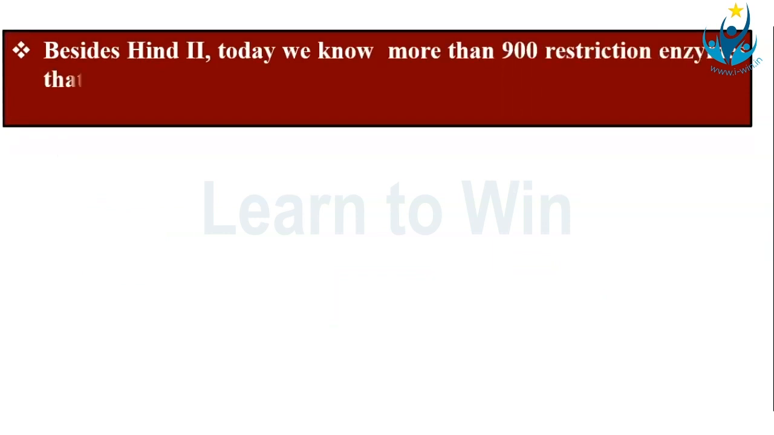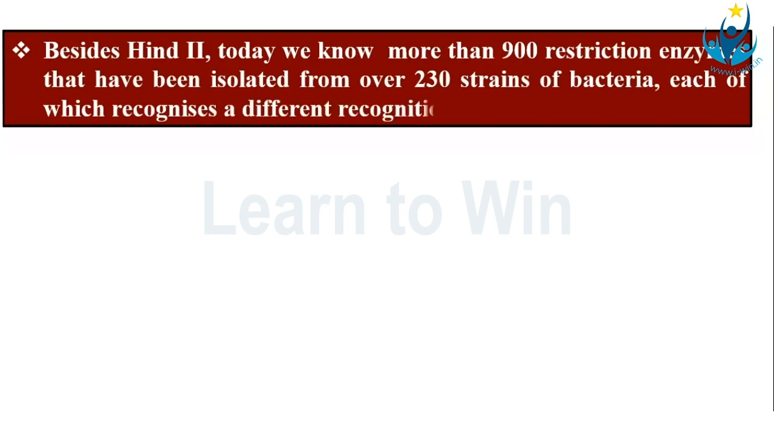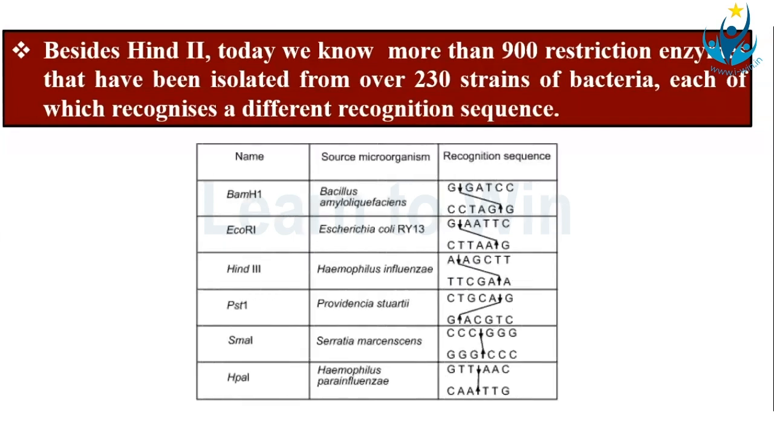Now, even though the first enzyme was isolated as HindII, today you have more than 900 restriction enzymes that have been isolated from over 230 different strains of bacteria. A few examples are given here. See, BamHI, EcoRI, HindIII, PstI, SmaI and HpaI.